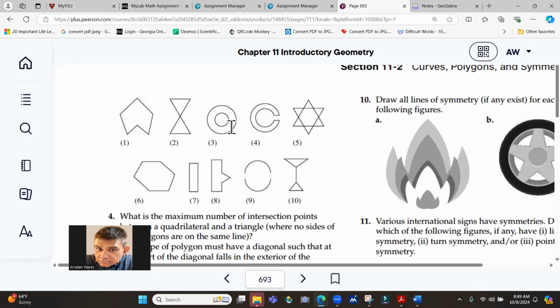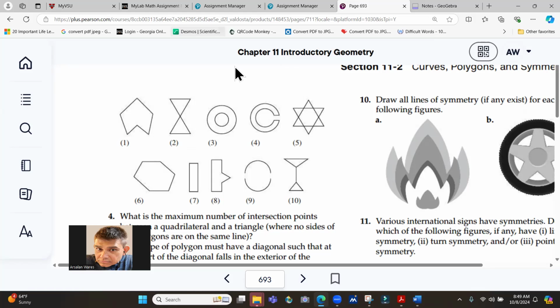C is two different curves. Okay, so C is none of those. By C, I mean three. Four. Four is a simple closed curve. It's simple because it doesn't cross itself. It's closed because it doesn't have loose ends. Number five is really two curves. There are two triangles that are overlapping each other.